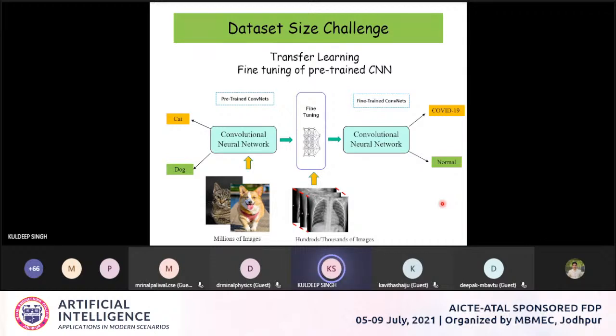So maybe the convolutional neural network earlier might have been trained for the classification of 10 classes, and in our medical modality problem, we might be having only 2 or 3 classes. So basically those layers have to be retrained, and those can be retrained on a very small amount of data. And this particular methodology we call fine tuning.